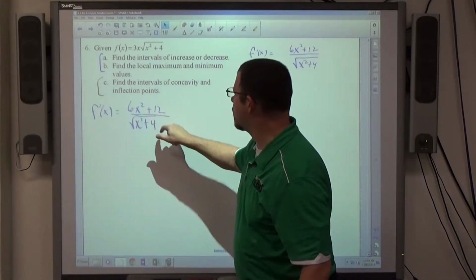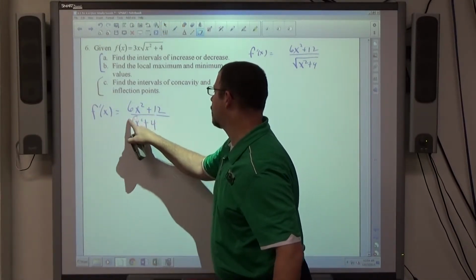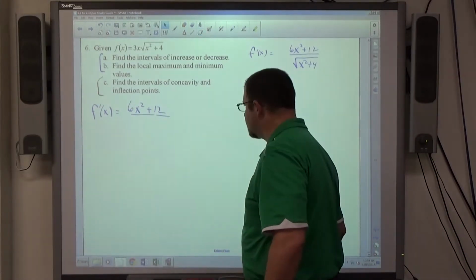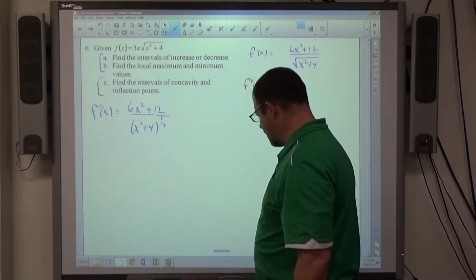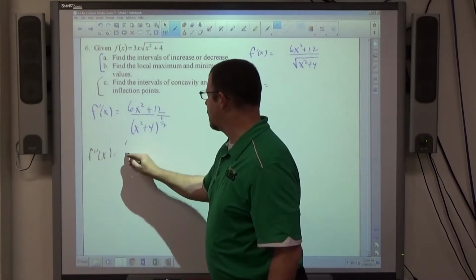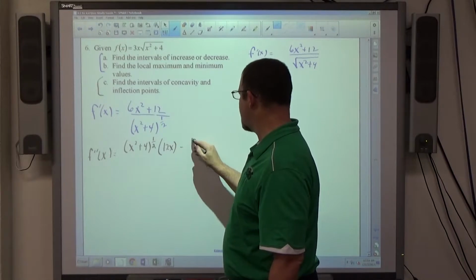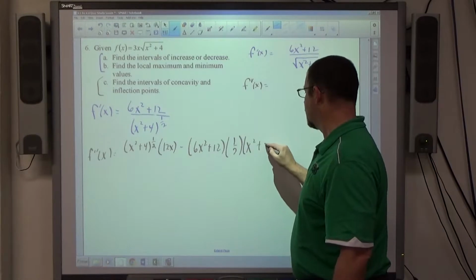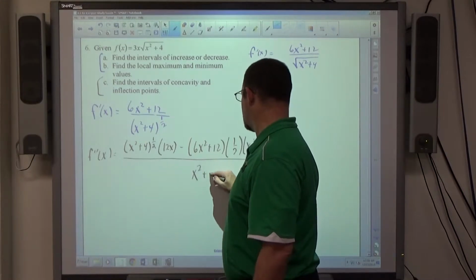So now if I'm trying to do the second derivative, I want to start there. And again, since I'm differentiating, rather than have a radical structure here, I would rather have a half power structure. So I'm going to put that over x squared plus 4 to the half. So now if I differentiate, second derivative f double prime, I'm going to get low d high, which is going to be x squared plus 4 to the half times 12x, minus high d low, 6x squared plus 12, times 1/2 times x squared plus 4 to the negative half, times 2x. Over the square of what's below, that's just going to be x squared plus 4 to the first.